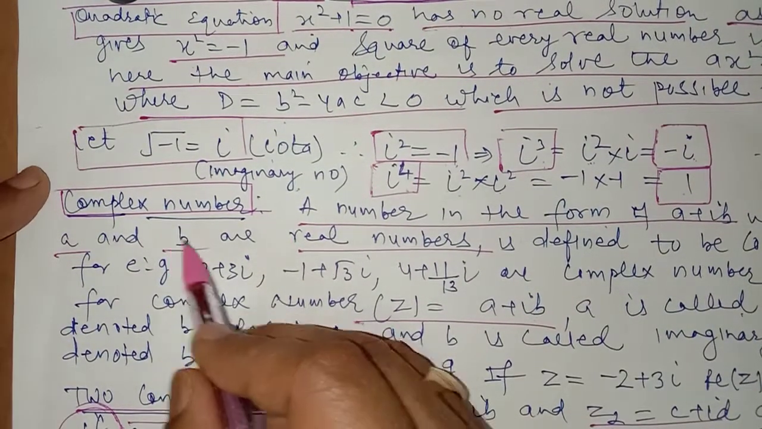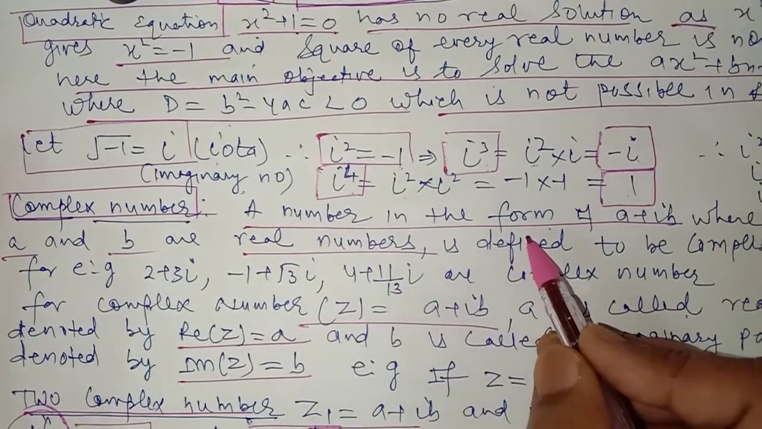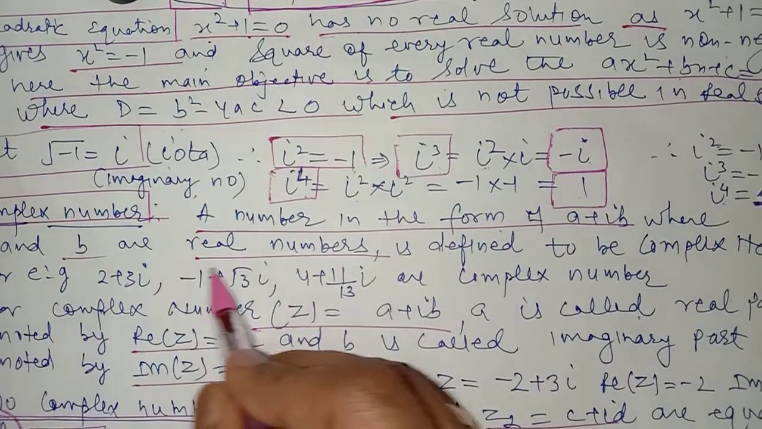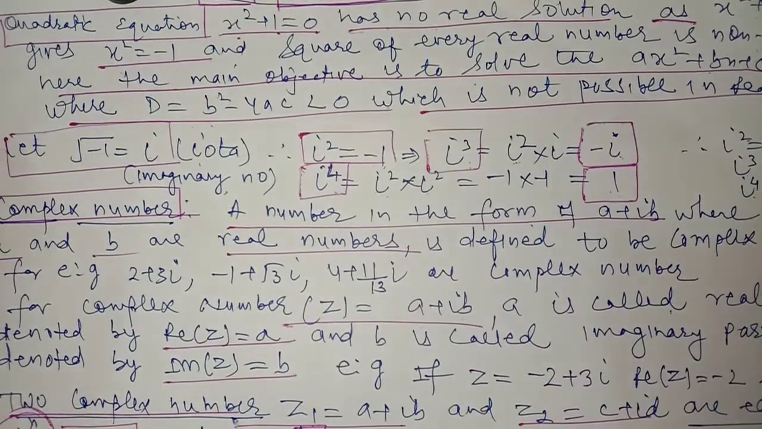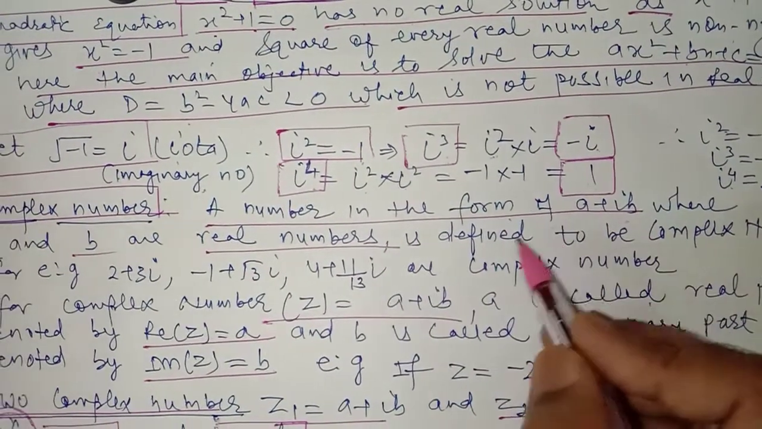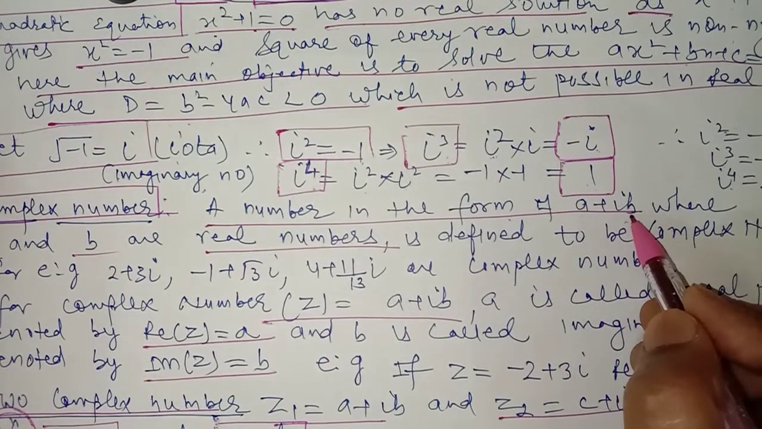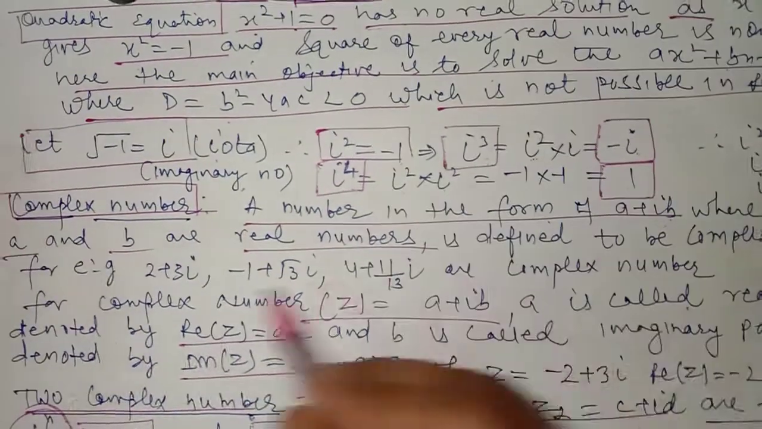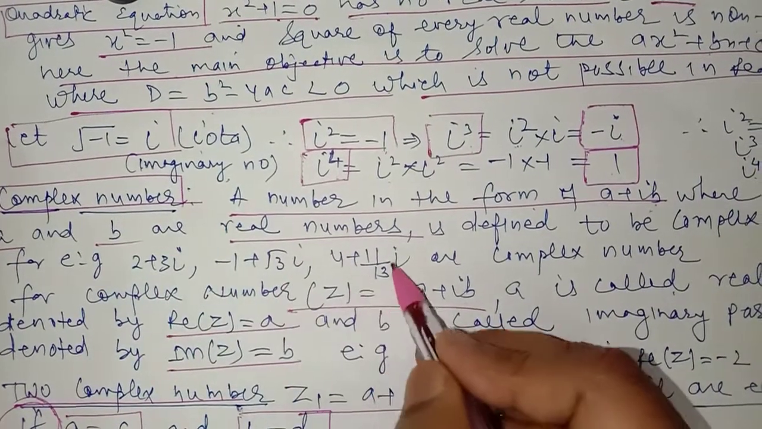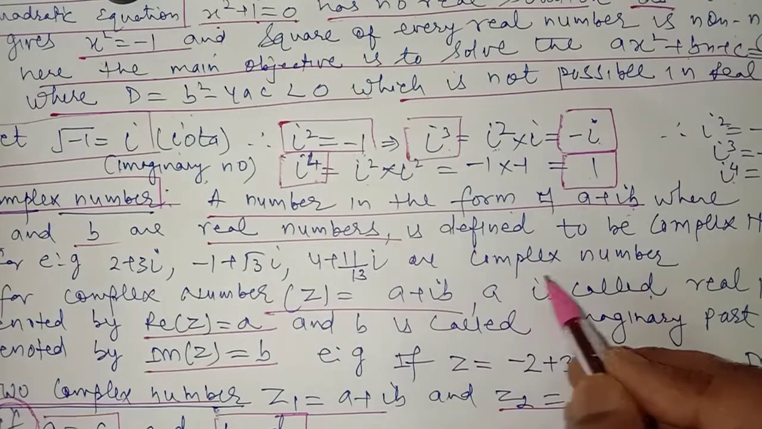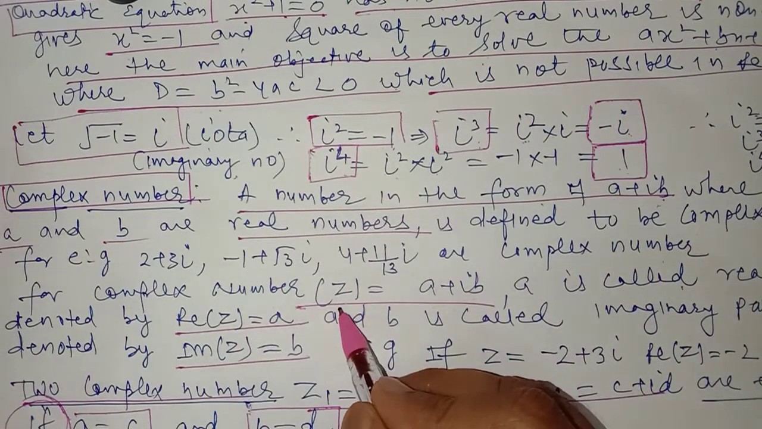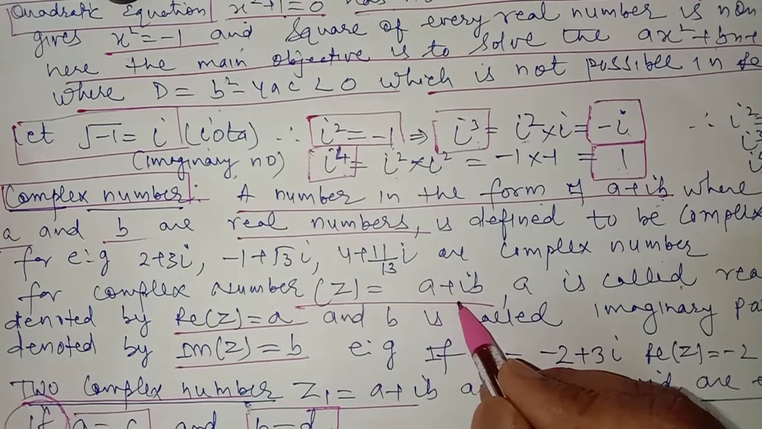Now the complex number: a number in the form of a plus ib, where a and b are real numbers, is defined to be a complex number. So any number in the form a plus ib, where a and b both are real numbers, is defined to be a complex number. For example, 2 plus 3i, minus 1 plus root 3 i, 4 plus 11 upon 30 i are complex numbers. For a complex number, we generally denote it by z, let it equal a plus ib.